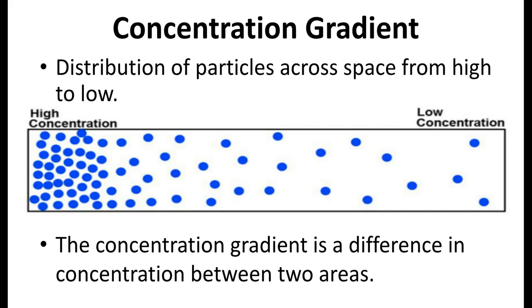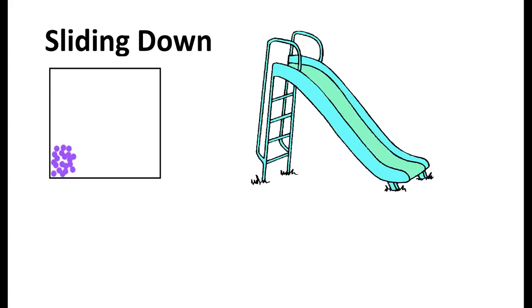So this is the distribution of particles across the space from high to low. So we can see on the left here, I have a high number of blue dots. Over here, I have a low concentration of blue dots. Same thing if we were in the classroom and I had one student go out into the hallway, I'd have a high concentration of students in the classroom and a low concentration of students in the hallway. So that's a concentration gradient, the distribution or the difference between in the classroom and outside of the classroom.